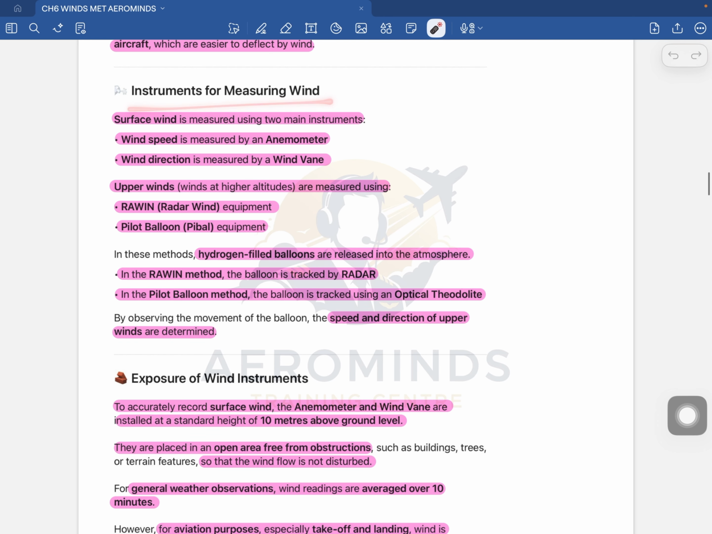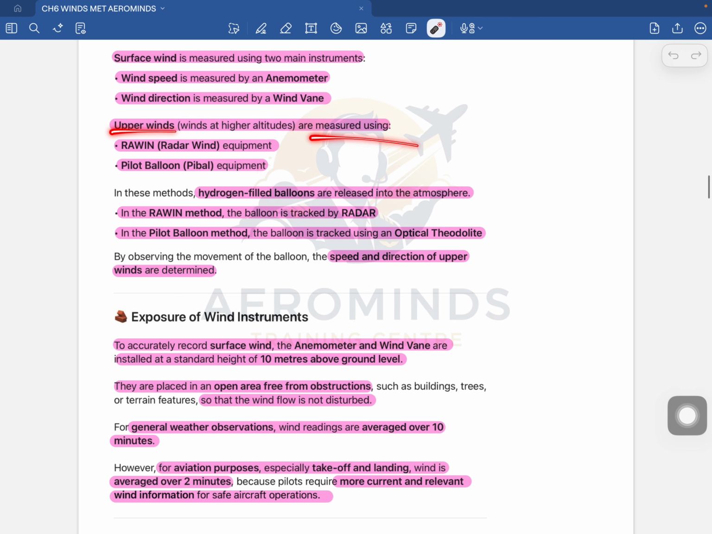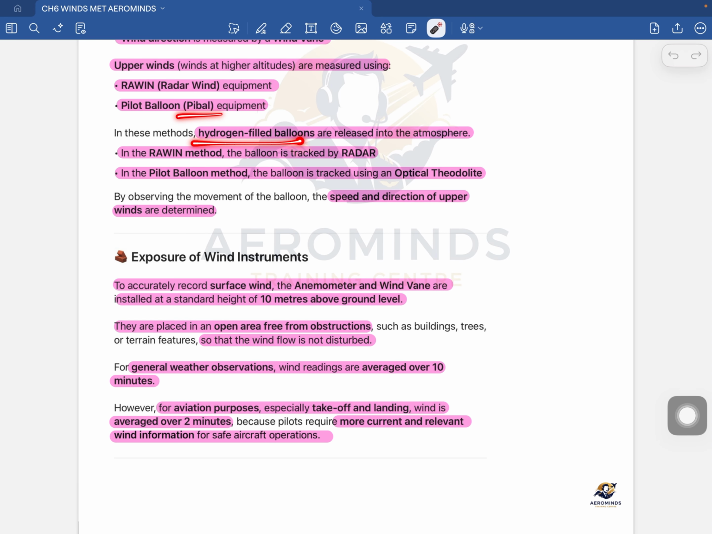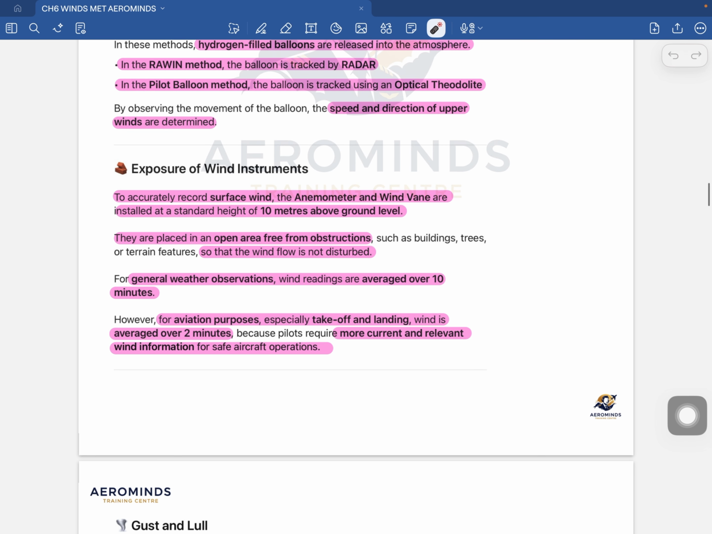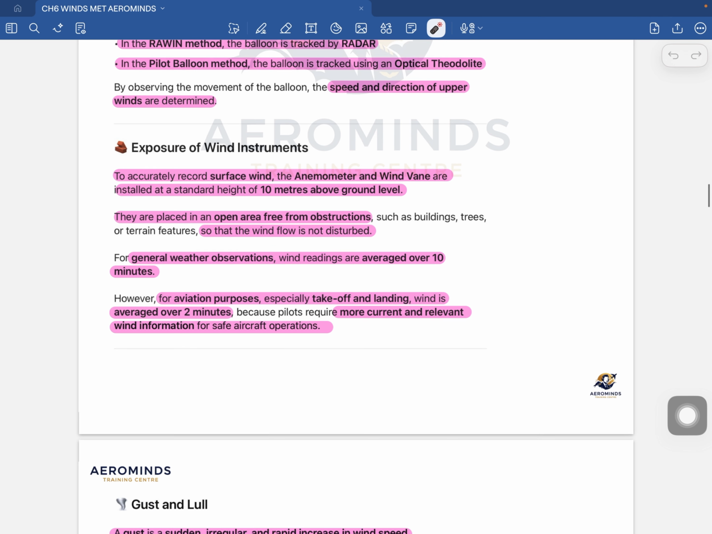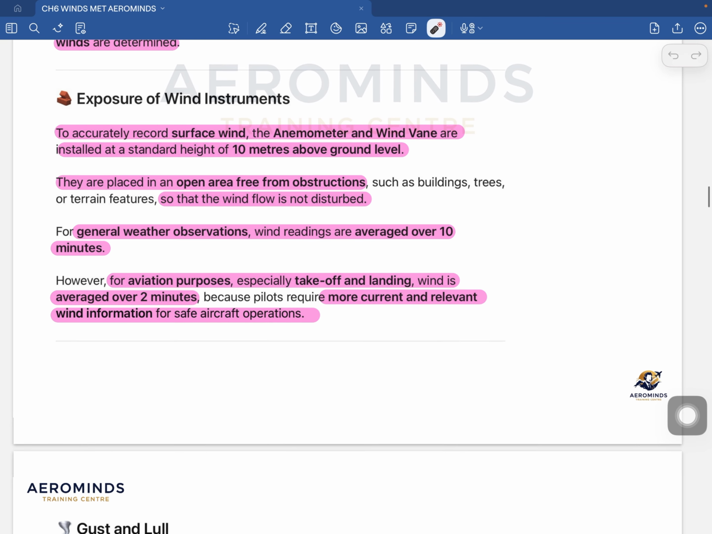Then comes the instruments which measure the wind. Surface wind can be measured by two main instruments: wind speed by anemometer, wind direction by wind vane. Now upper winds are also of great importance. So RAVEN, which is radar wind equipment, is used at high altitudes, and the pilot balloon, also called Pibal. Hydrogen is filled in these balloons, and in the RAVEN method it is tracked by radar, and in the pilot balloon method by a basic optical theodolite. By observing the movement of the balloon, the speed and direction of the upper winds are determined.